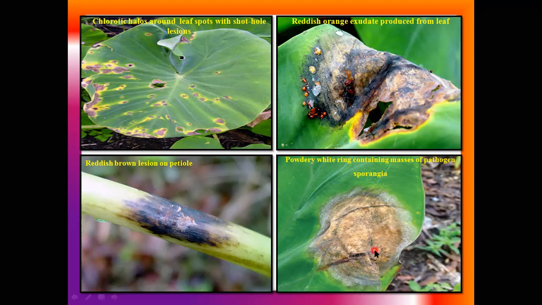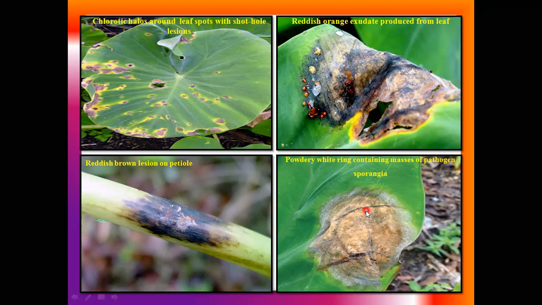Okay, under humid and high moisture conditions, these blight lesions are surrounded by a whitish mass. You see this whitish mass produced by the fungus. This whitish mass is generally seen around the brownish or maybe blackish lesions. These symptoms are seen under high humid conditions.